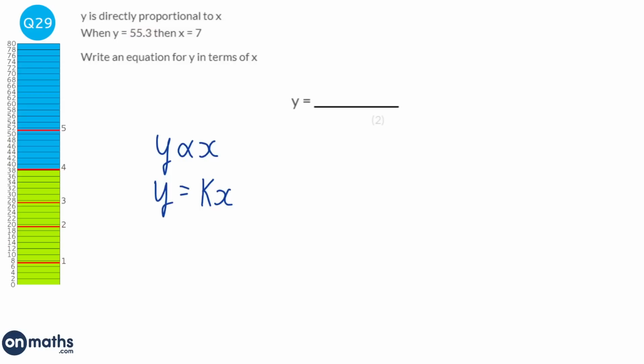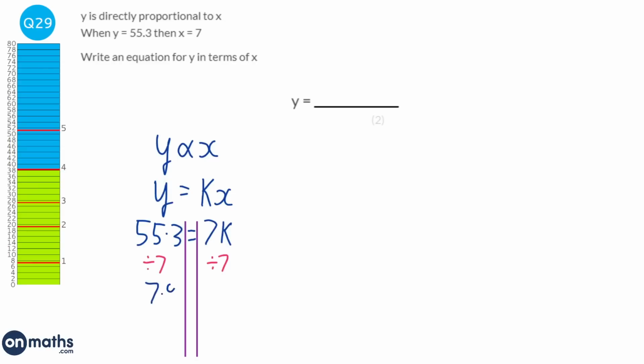So y is 55.3 and x is 7. So it would be 7k. And we're just going to put our lines in and solve this. So it's going to be divide by 7 both sides. And 55.3 divided by 7 is 7.9. And that's what k is. So we're going to rewrite this formula, y equals 7.9x. And that is actually our answer.